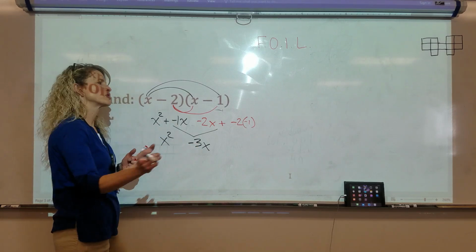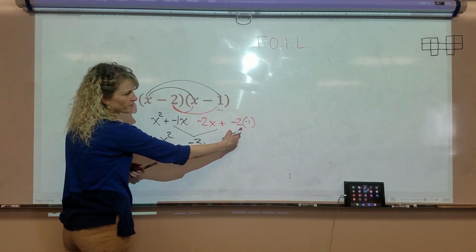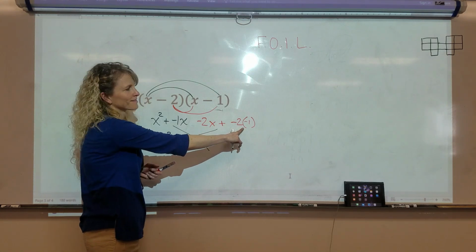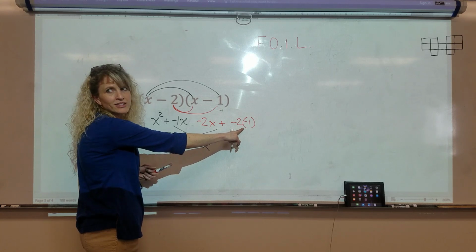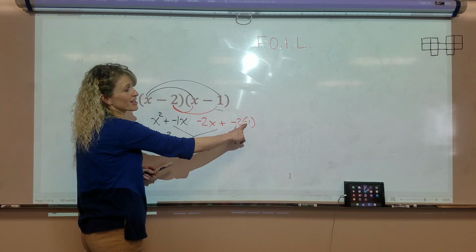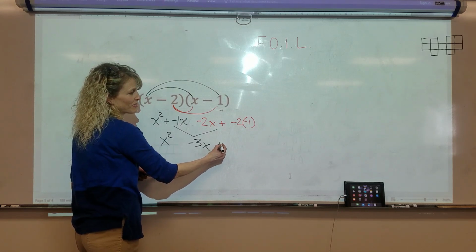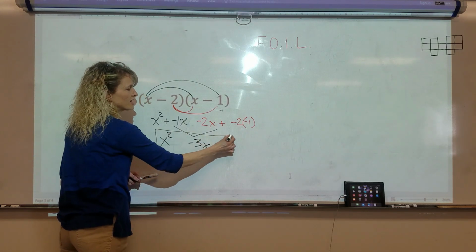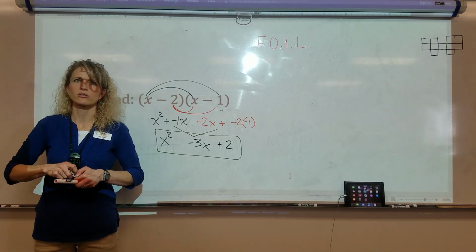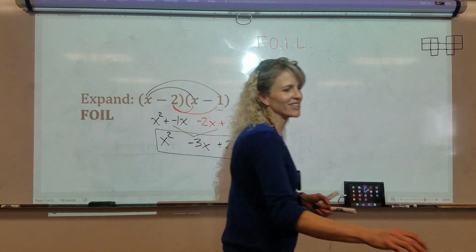What does that give me, Rachel? Negative 2. Close. Negative 2 times negative 1. Positive 2. Positive 2. And then nothing else will combine. That's all you get. Raise your hand if you got x squared minus 3x plus 2. Excellent. Very good. You guys are doing awesome.